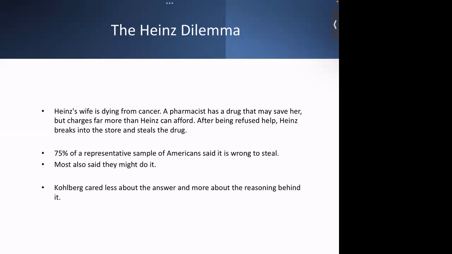This question is something that Kohlberg posed to many, many people, and 75% from a representative sample of Americans, meaning a sample that represented the diversity of America, 75% of the respondents said that what Heinz did was wrong. It was wrong to steal, even though Heinz had a very good reason to steal. He wanted to save his wife's life, but still it was wrong. However, most of that 75% said that even though it's wrong, they still might do it. So food for thought, a very interesting story. And like we said in the very beginning, Kohlberg cared less about the specifics of the answer, and he cared more about the reasoning behind the answer, because that's what showed him how morality develops, right?